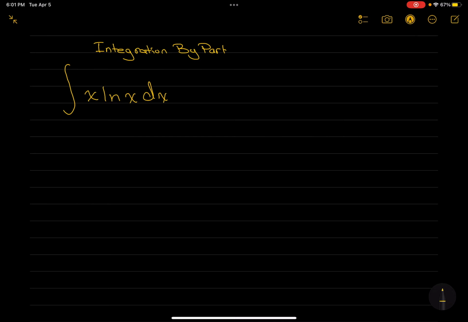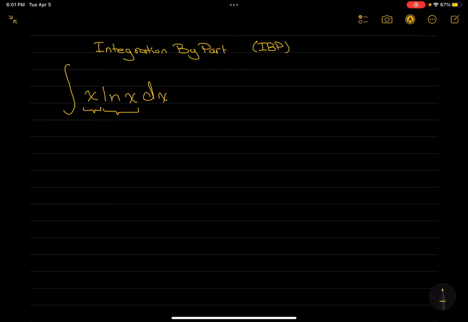Okay, now in integration by parts, the important thing is when to apply it. Integration by parts applies when you have more than one function that you are trying to solve. In this case, we have two, right? We have two that we want to figure out the integral of. So we're going to use integration by parts.